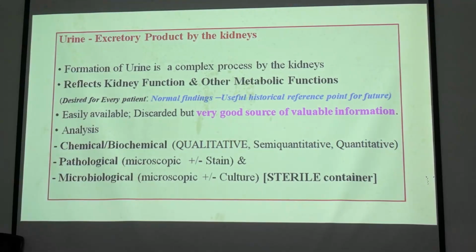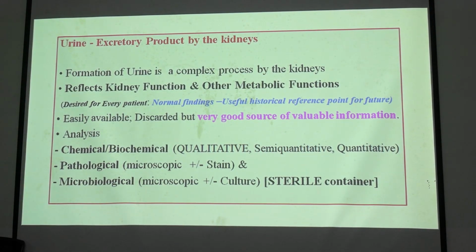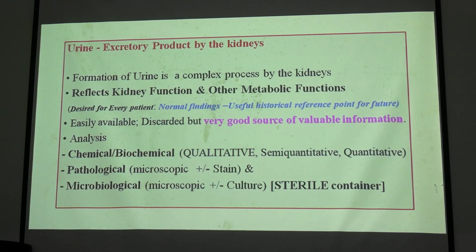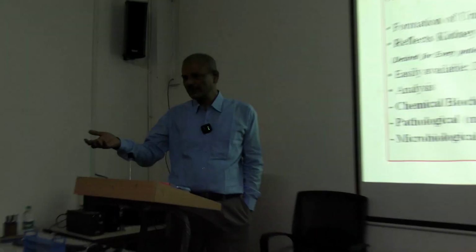The urine is basically, as I told you, an excretory product of the kidney. Formation of urine is a complex process because there are several parts of the nephron and each has a different function. It reflects basically kidney function and other metabolic functions in the body, because metabolism is going on in the body, and the metabolic end products are thrown into the blood, just like the river Ganges, and from there, in the pumping station, water is sucked and purified, just like that.